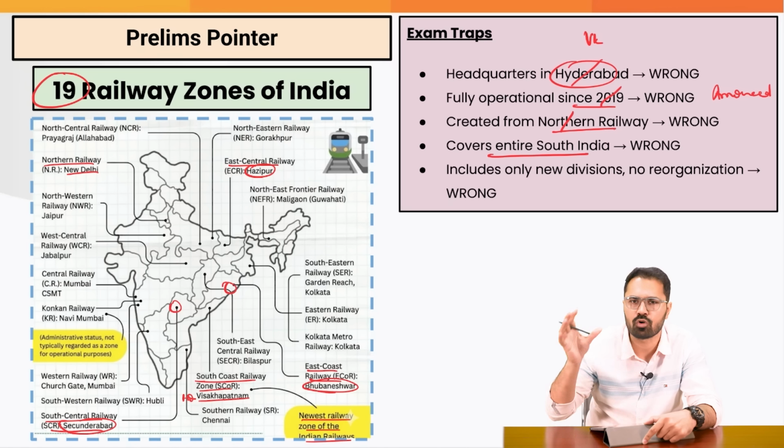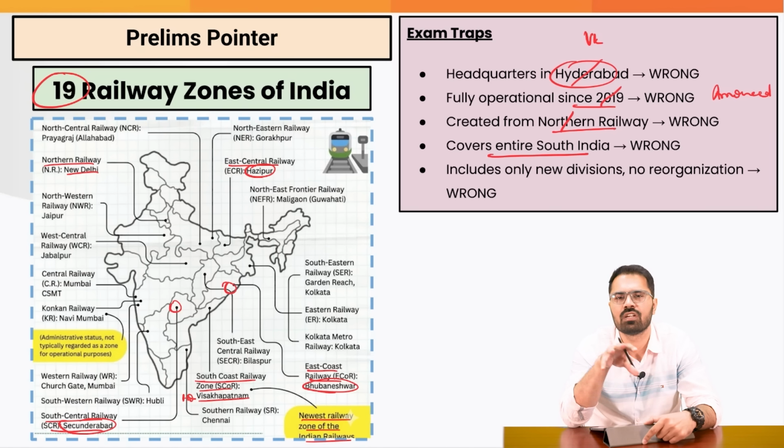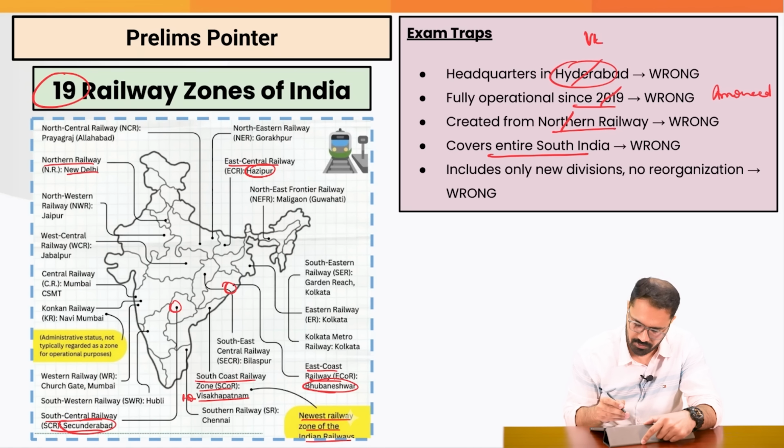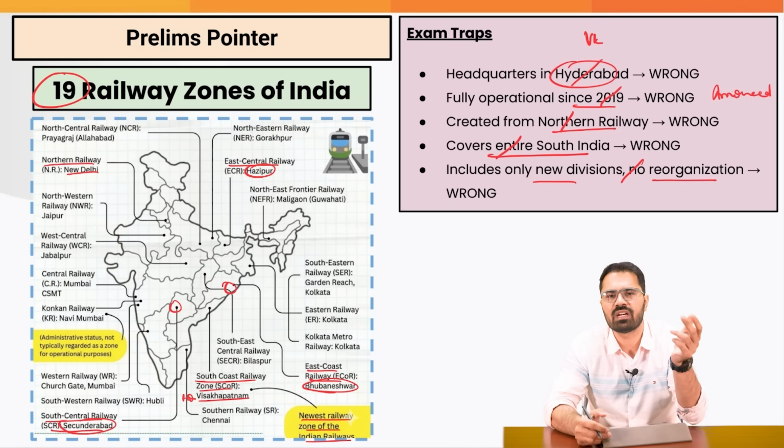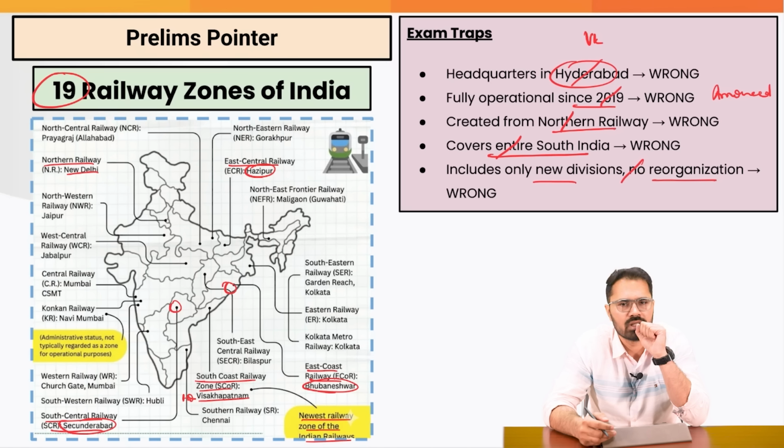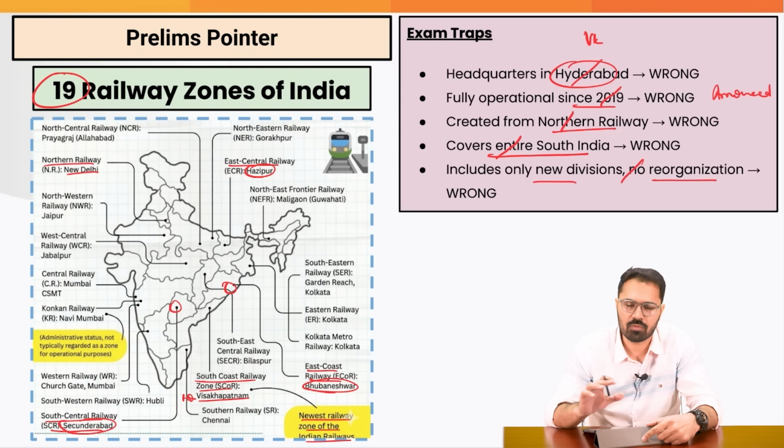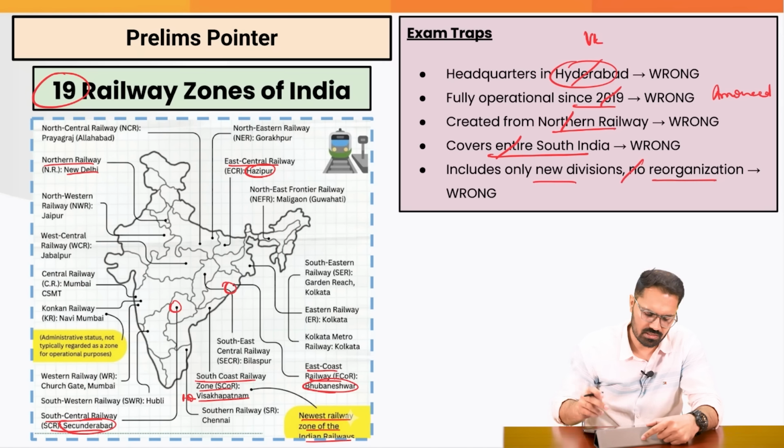Neither does it cover the entire coastal area. It covers a certain section of the southern coast region. Clear? Then you have, it includes only new divisions, no reorganization. Again, this is wrong. Reorganizations have been done from two different railway zones to create this railway zone. Clear? So these were some of the exam traps which you can face in the exam.